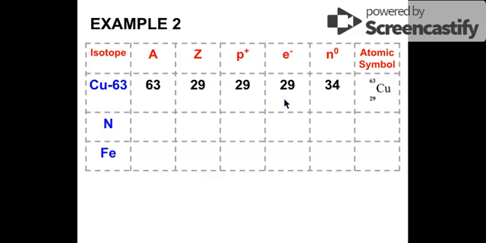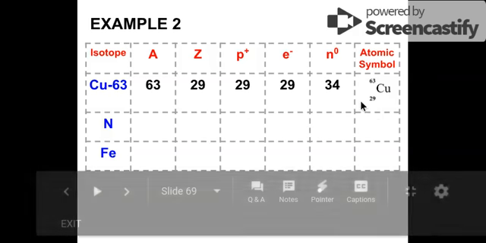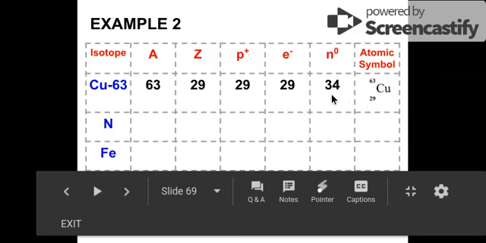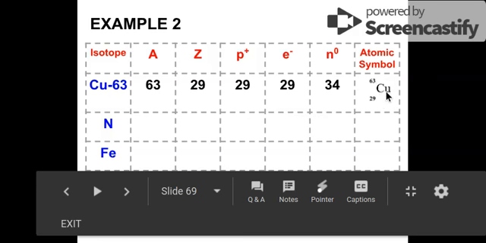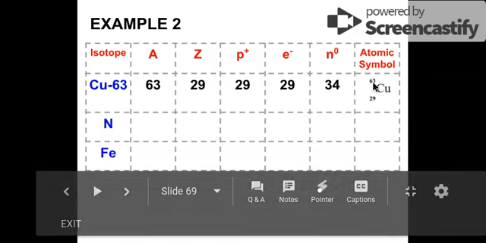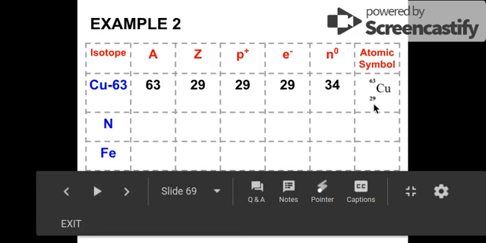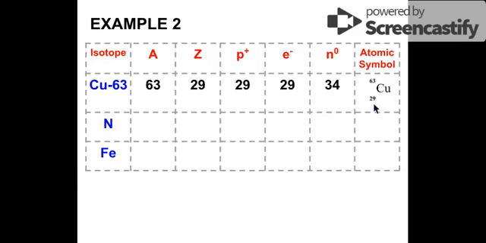To get the number of neutrons, it's A minus Z. So 63 minus 29 is equal to 34. So the number of neutrons is 34. To write the atomic symbol of copper, it's going to be written this way. Cu, the symbol of copper, and then on top is the mass number 63, and the subscript will be 29, which is the atomic number.